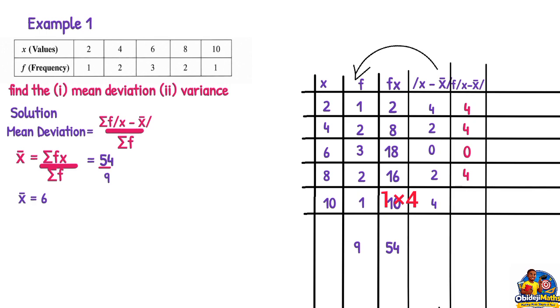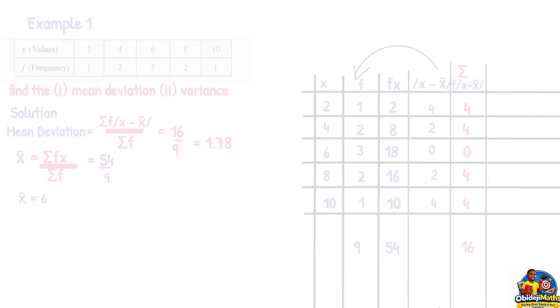So that is what we add together, because the formula says summation f |x minus mean|. Adding them together, 4 plus 4 plus 0 plus 4 plus 4 gives us 16. We already know summation f is 9. So mean deviation is equal to 16 divided by 9, and that is 1.78. That is the mean deviation.